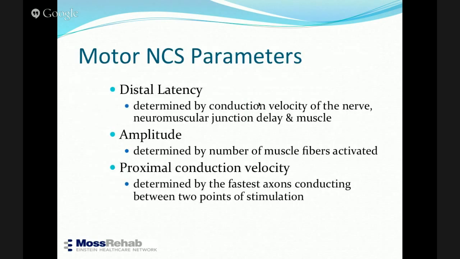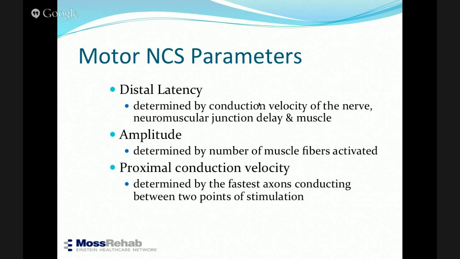So let's look at what you do with motor conduction studies. What are the parameters you're going to get in motor conduction studies? When you stimulate a peripheral nerve and record from the muscle, it's going to take a certain amount of time for the nerve to transmit the impulse to the muscle. I'll show you a recording, and it will show you the time that's called distal latency. When you stimulate in the distal part of the nerve and record from the muscle, it's called distal latency. Whenever we talk about latency, it's almost always about distal latency, not necessarily proximal latency.